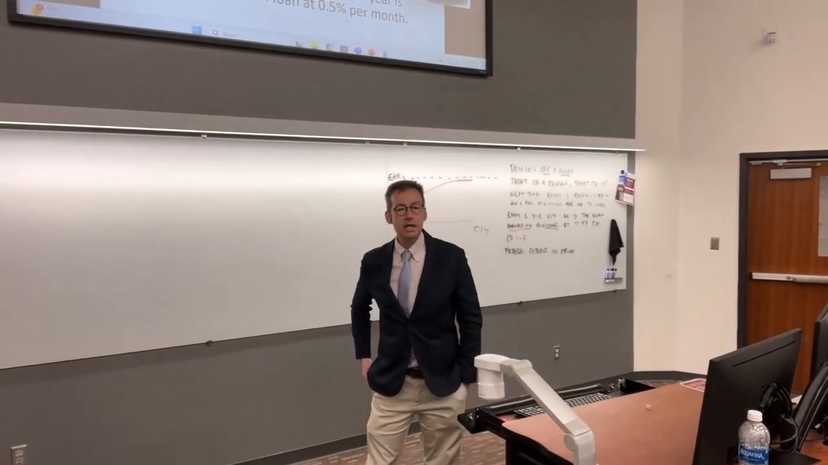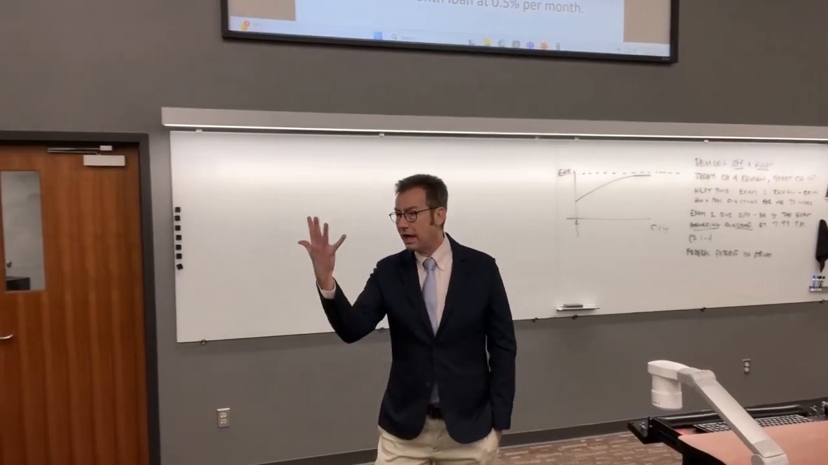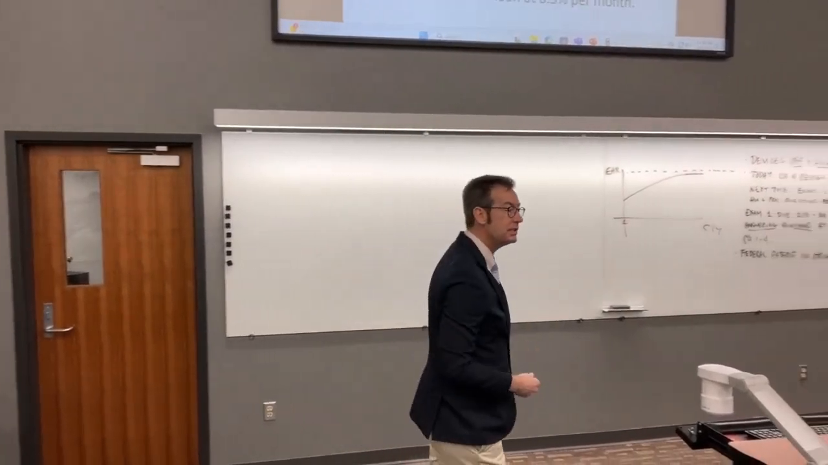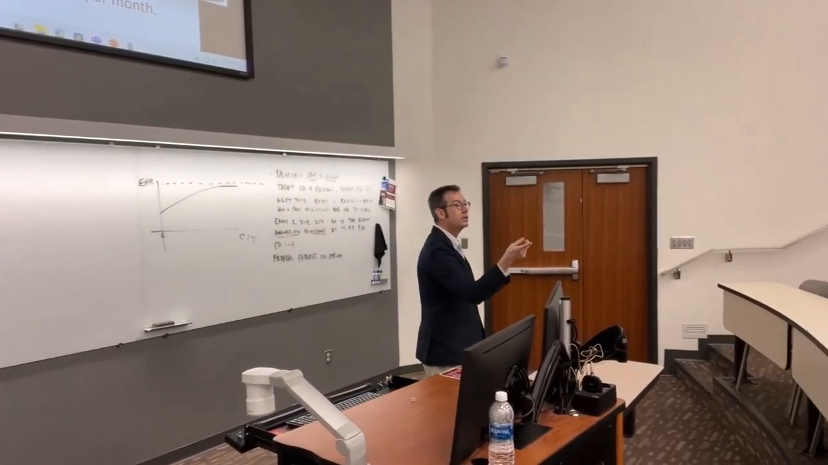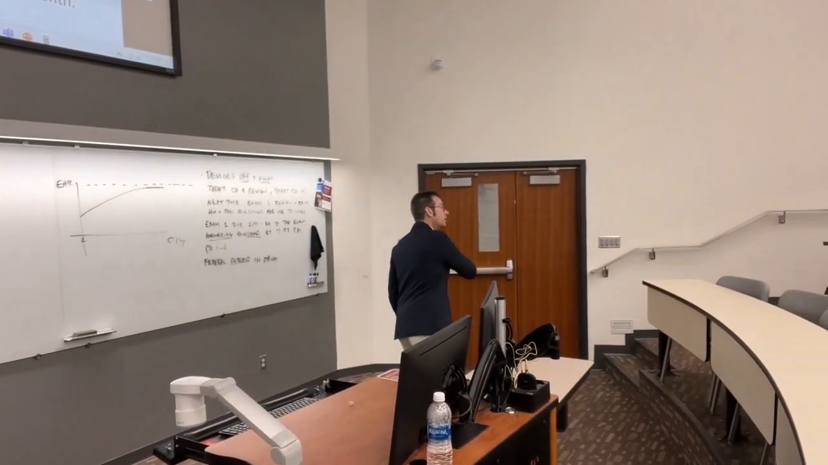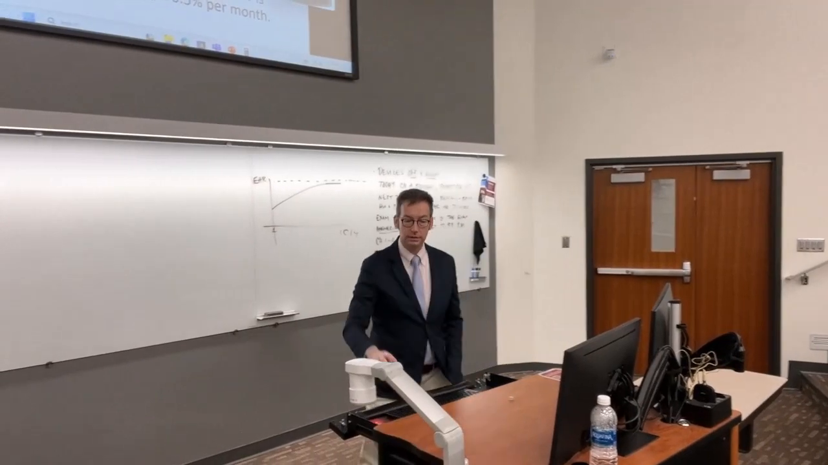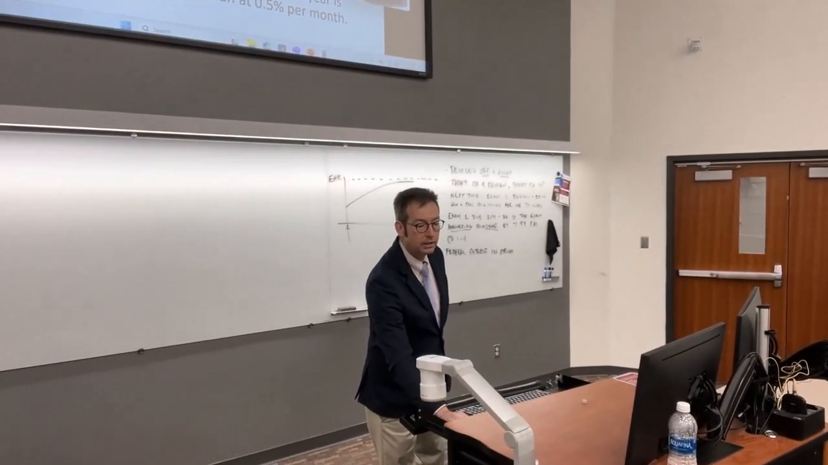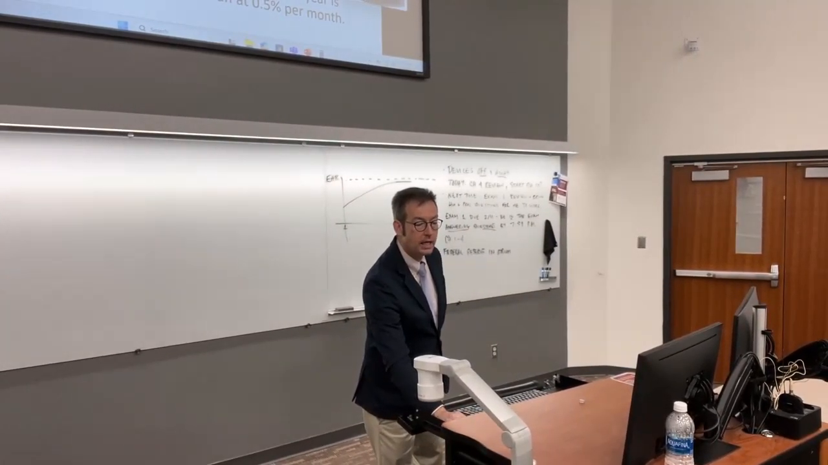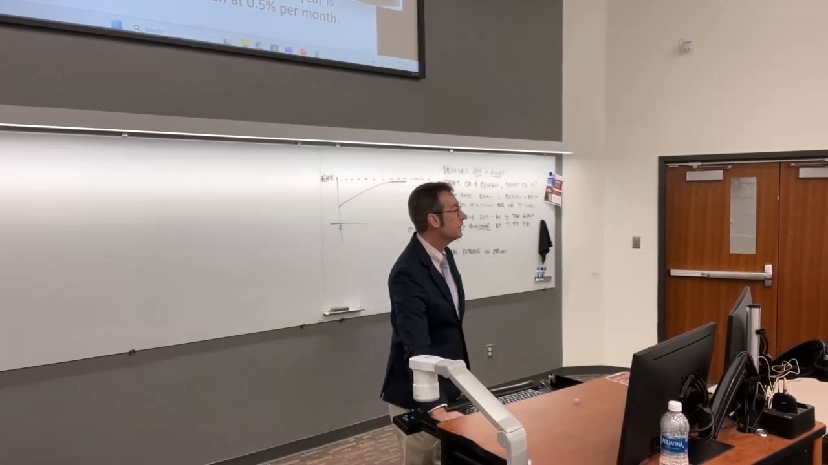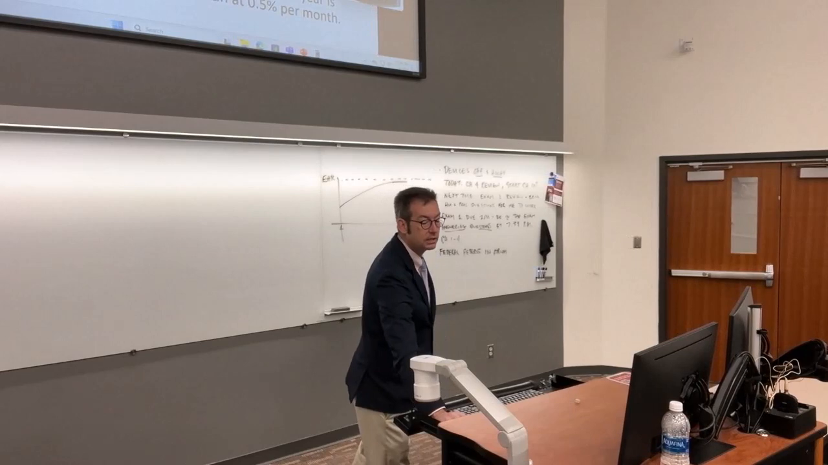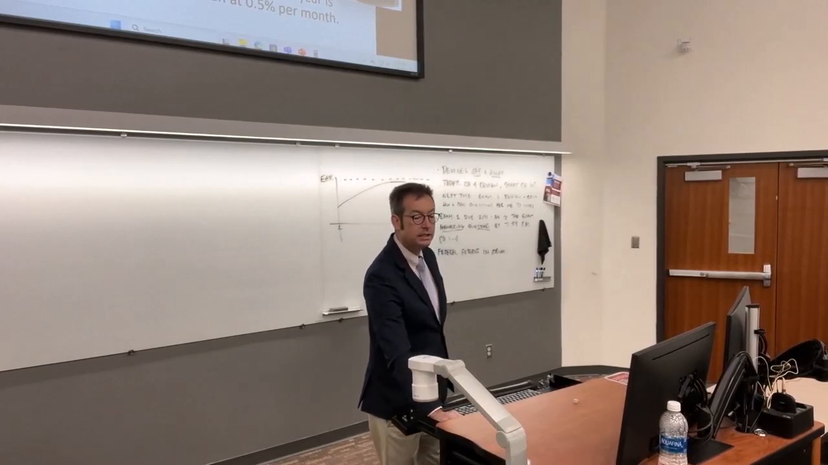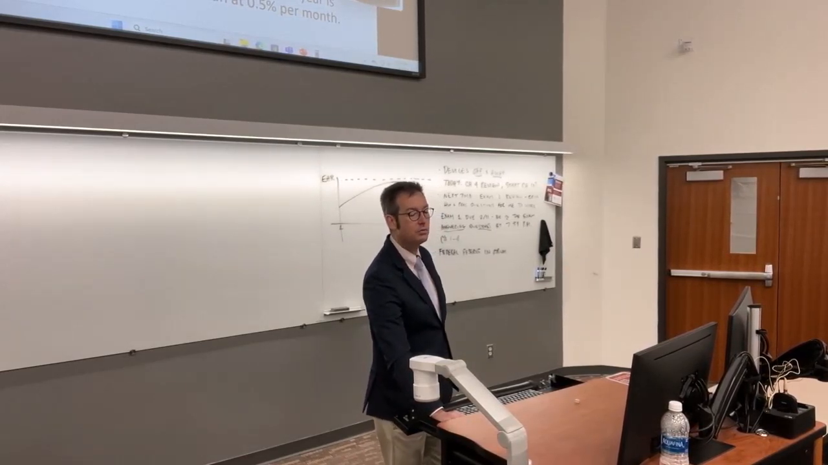What am I going to put in for N? Am I going to put in 5? No, we've got to do 60. It's 5 years times 12 months per year, which gives us 60 months. And then what am I going to compute to find the payment? Compute PMT. It tells me it's $1,159.96 or 97 cents per month.